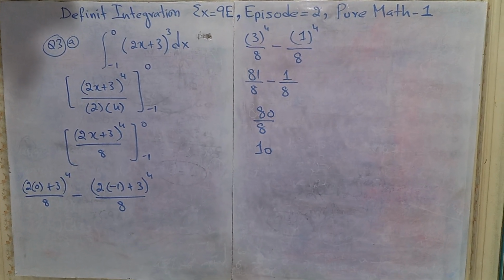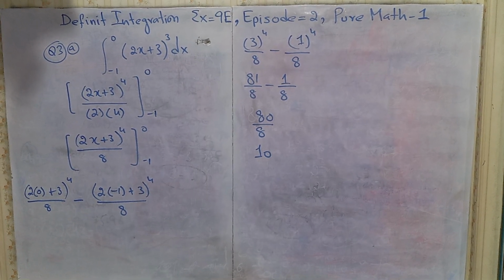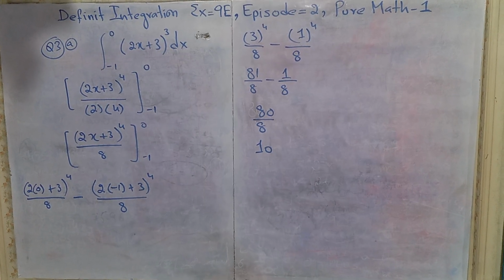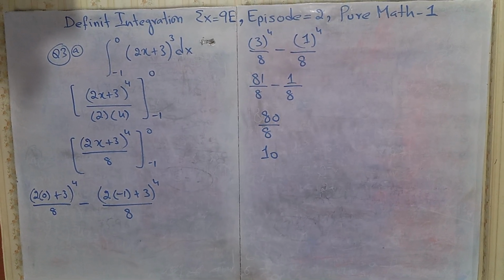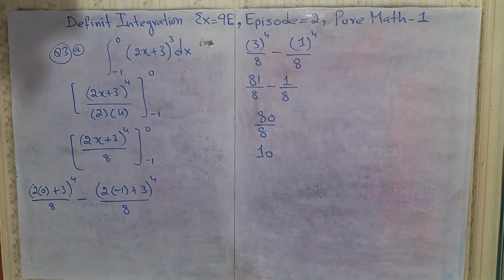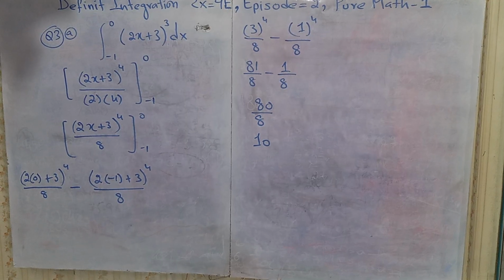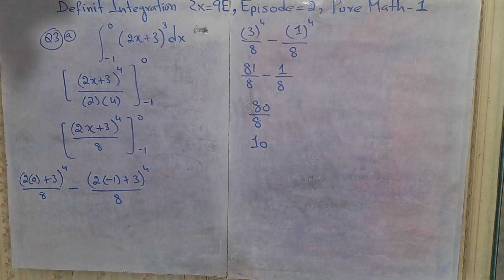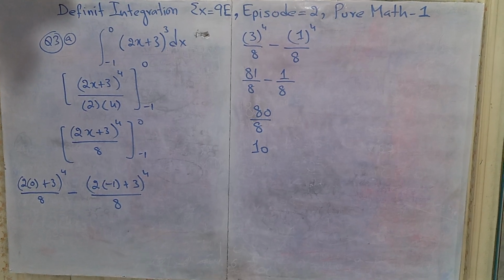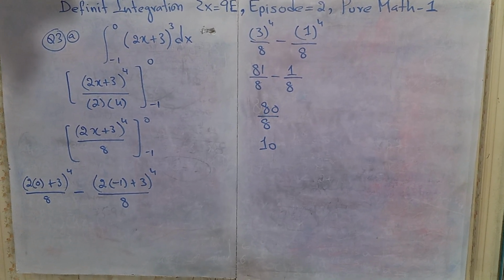You can see we have to integrate 2x plus 3 whole raised to power 3. According to the rule, we will integrate this 2x plus 3. The power will be increased by 1, so I will write 2x plus 3 whole raised to power 4, and I will divide by that same power. That's why in the denominator we have written 4. And whatever is the coefficient of x will also come in the denominator, so that's why the 2 will come.